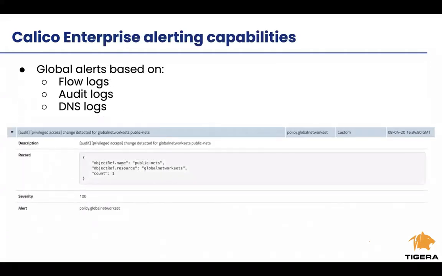In terms of alerting capabilities, here's a quick look at some of the logs data that is leveraged for the alerts. We capture flow logs, audit logs, and DNS logs, and you can create respective alerts for the data captured within those logs.